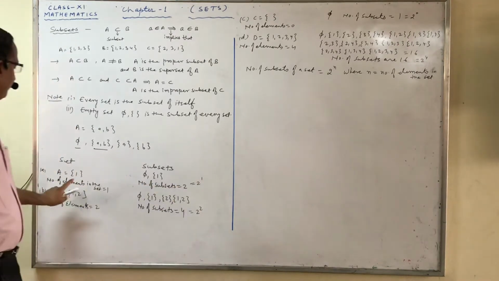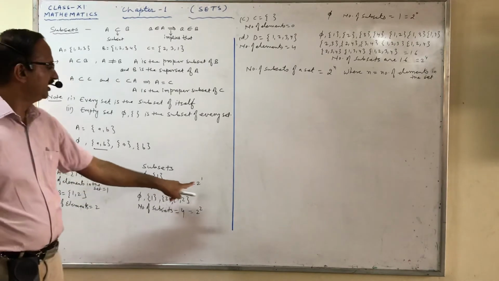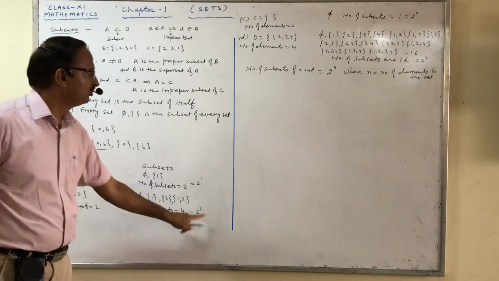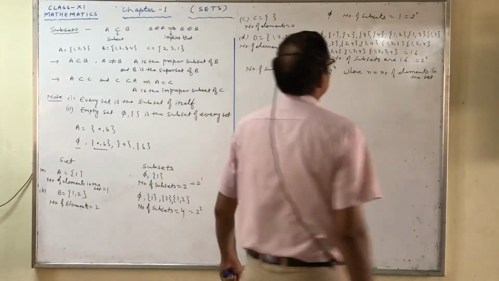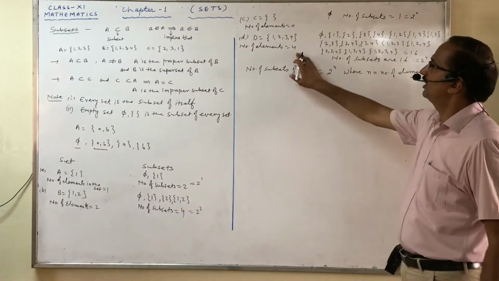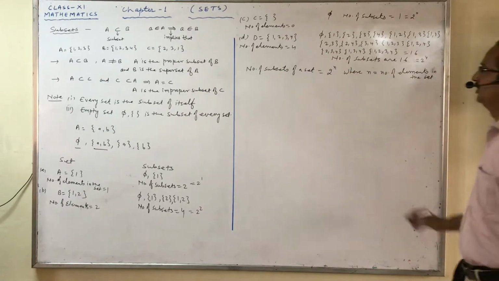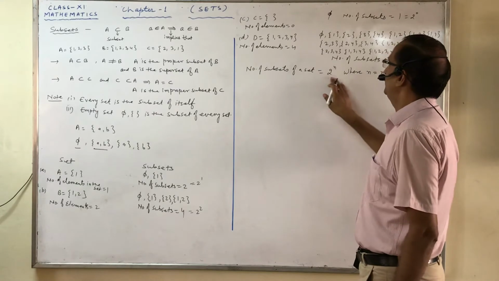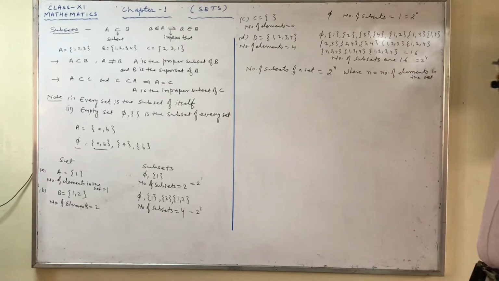So when the number of elements are 1, then this is 2 raised to power 1. When the number of elements are 2, this is 2 raised to power 2. Similarly, when the number of elements are 4, this is 2 raised to power 4. So with the help of this formula, we can confirm that we have written all the subsets.